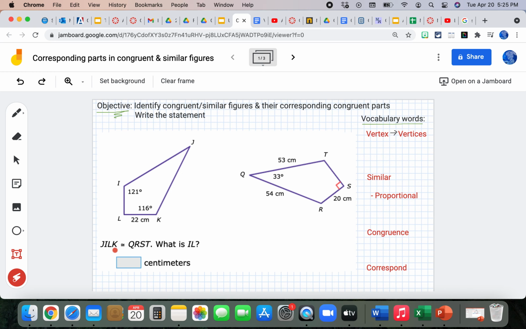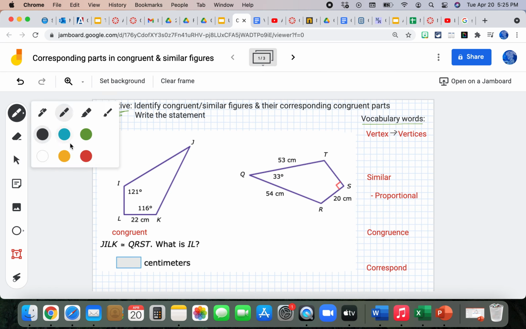Okay, JILK, we have the statement, and I recognize this is congruent, right? The word is congruent. Let's type in the word congruent for this one. So these are congruent figures, and that's because of this symbol. That's how I recognize it. So I have JILK congruent to QRST. This one is turned. Maybe we can turn it this way, and that is how we would be able to get it back.